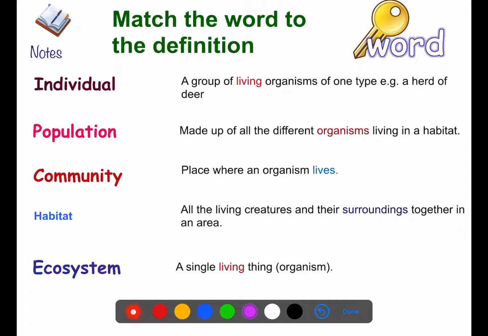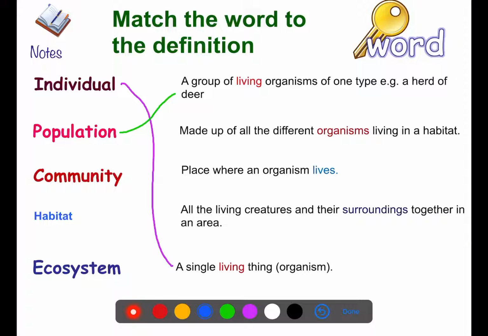So first of all, we have an individual. So an individual is a single living thing or organism that you can find within the ecosystem. We've then got a population. So a population is a group of living things of the same type. Okay, so it's a group of individuals. So we might have an individual deer, but a population would be the whole herd of deer.